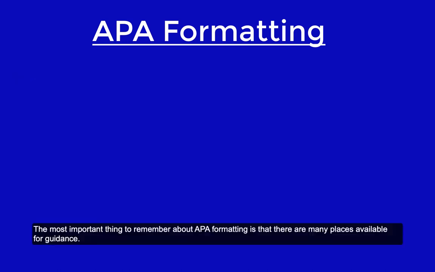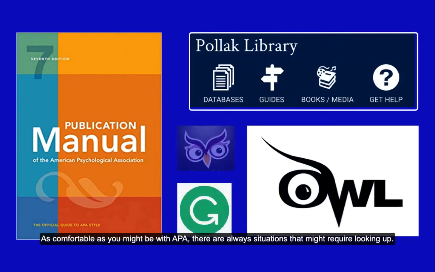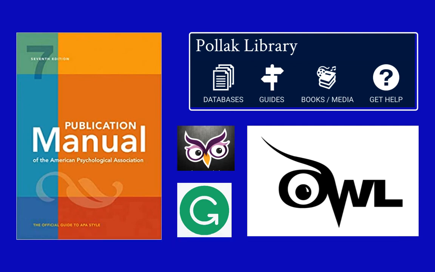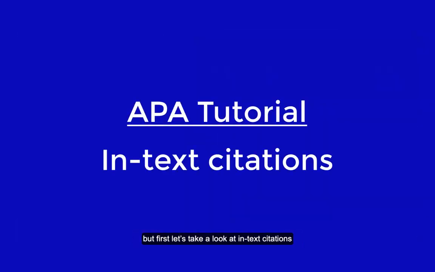The most important thing to remember about APA formatting is that there are many places available for guidance. As comfortable as you might be with APA, there are always situations that might require looking up. Don't know how to cite a paper with 19 authors and no publication date? I'm not sure I do either, but you better believe I know where to look. We'll get to the reference list in the next video, but first, let's take a look at in-text citations.